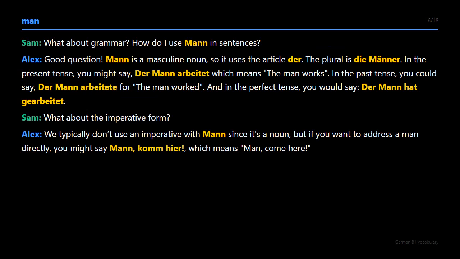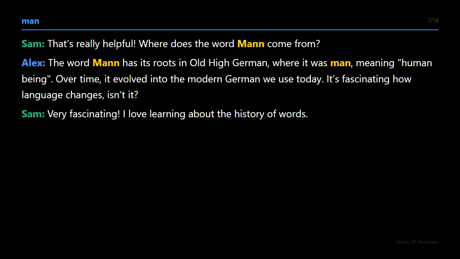That's really helpful. Where does the word Mann come from? The word Mann has its roots in Old High German, where it was Mann, meaning human being. Over time, it evolved into the modern German we use today. It's fascinating how language changes, isn't it? Very fascinating. I love learning about the history of words.